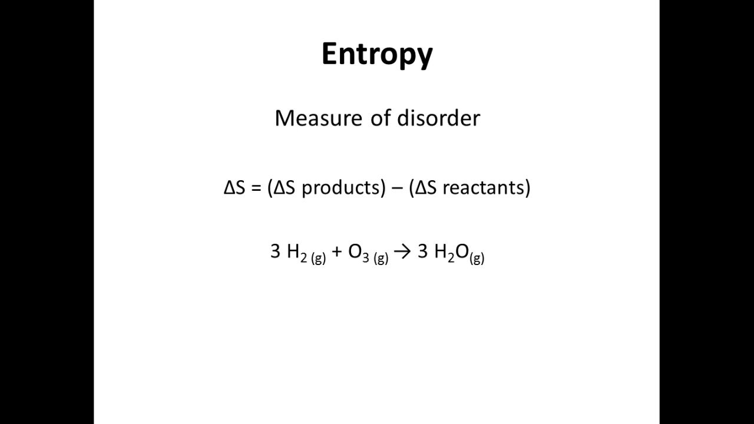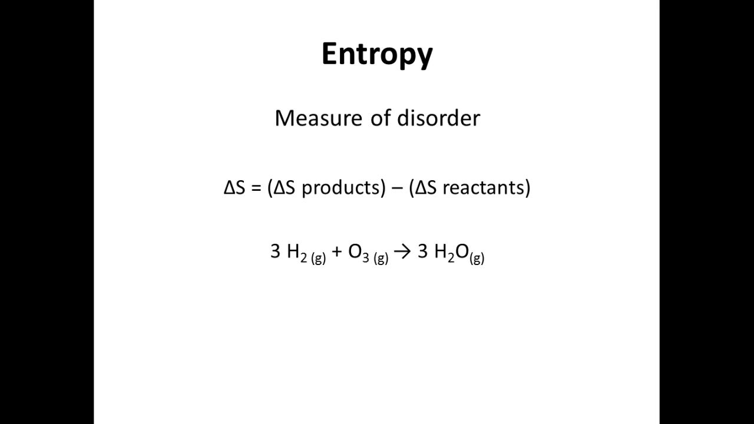So that's what we're trying to look at, is how ordered is it? Is it organized? Are they moving around? Are they bouncing all over the place? If they are bouncing all over the place, if there's a lot of space in between them, they are going to be more disordered. And the way that we find that looks very similar. The change in entropy equals the change in entropy of the products minus the change in entropy of the reactants. So pretty simple to remember.